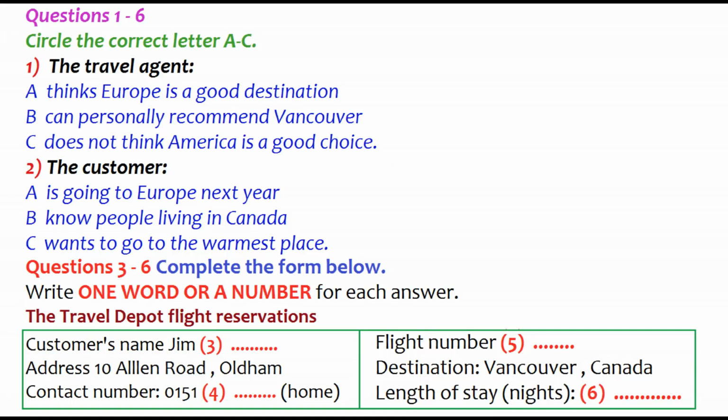Jackson? That's right. And can I take an address and contact number? Yes, it's 10 Allen Road, Oldham. Do you want a home number or my mobile? Either's fine. Well, my home number is 0151 433 398. Okay, so you're booked on flight number VN217 to Vancouver, leaving London Heathrow at 11:35 in the morning on the 25th and returning on the 14th. So that's 20 nights. Now, one more thing.